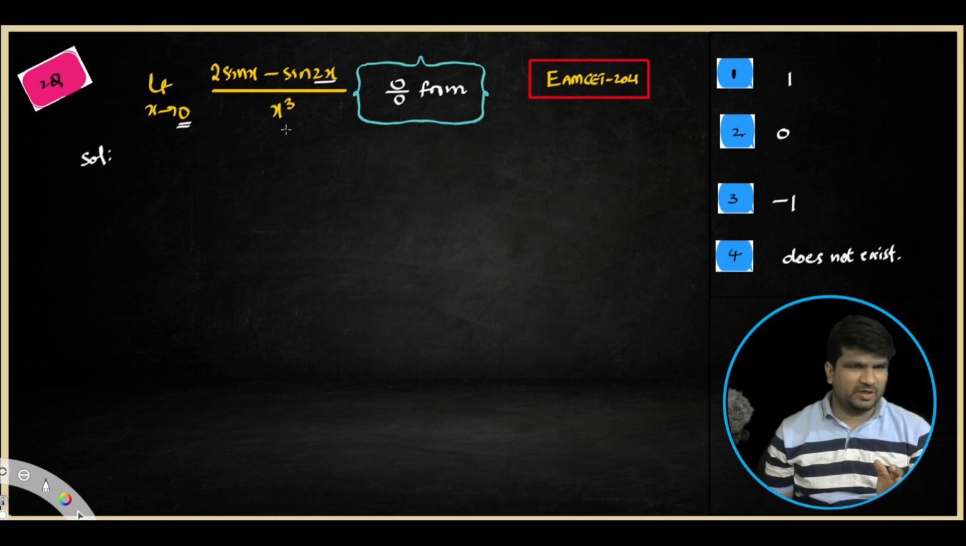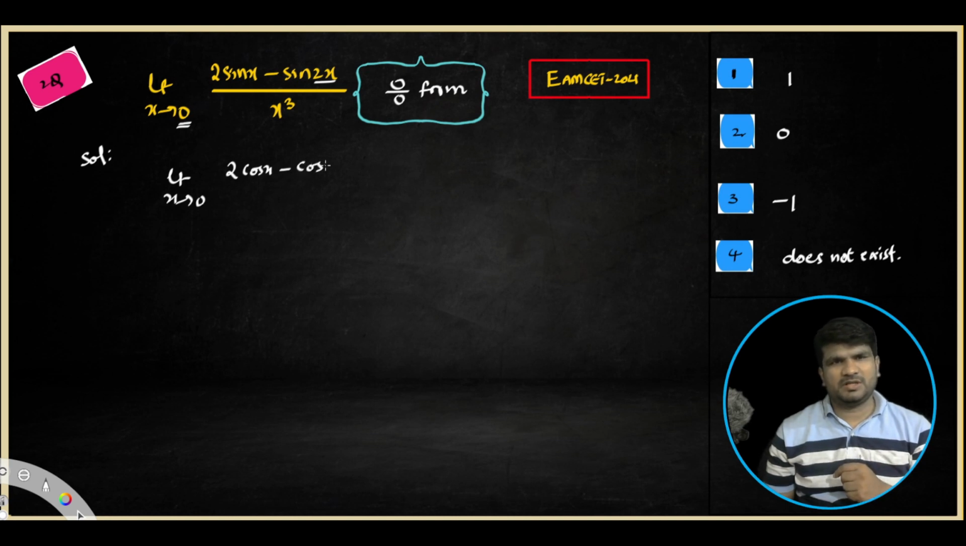So according to L'Hospital rule, we have to differentiate the numerator and differentiate the denominator, then apply the limit. So the first time I am differentiating the numerator as well as the denominator. So 2 times the differentiation of sin x, which is cos x, minus the differentiation of sin 2x, which is cos 2x into the inner derivative of 2x, which is 2. So we have to multiply by 2.